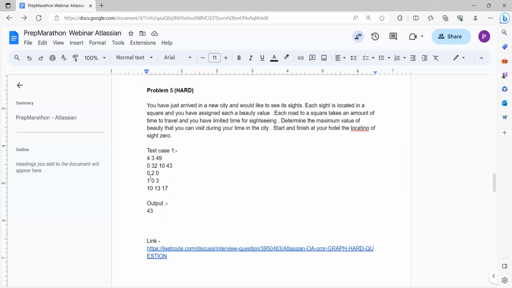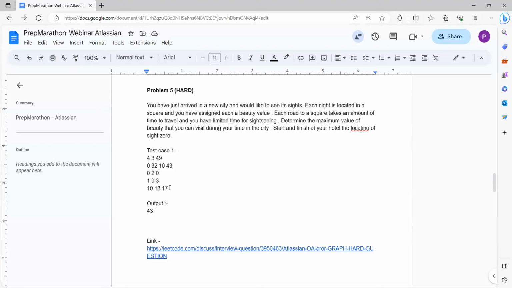So what does this say? There is a road between city 0, or sorry, box 0 and box 2, and the time taken to travel between them is 0. You got it? In the next line it is given 1, 0, 3. It means there is a road between city 1 and city 0, and the time taken to travel through it is 3. After that, we have the last road, which is between city 1, city 3, and 17.